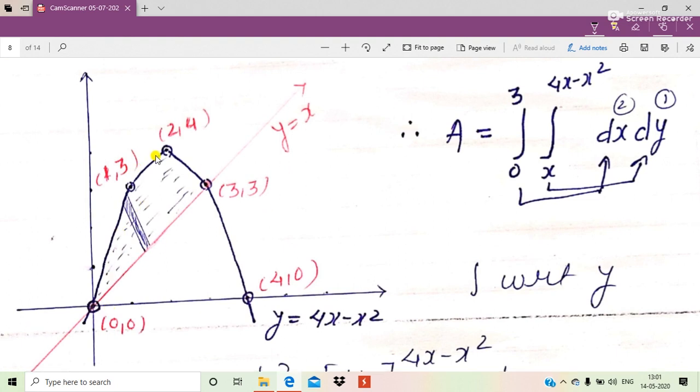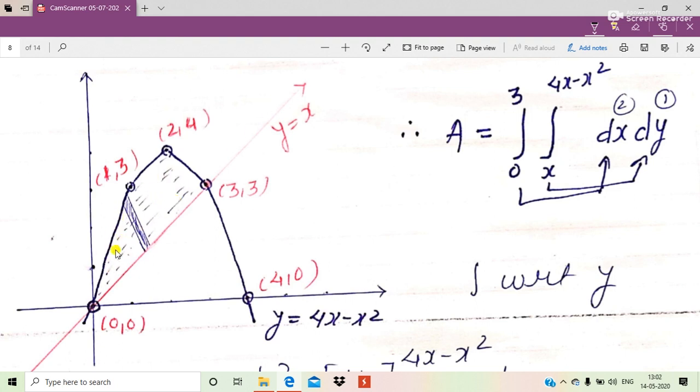So the points are (0, 0), (1, 3), (2, 4), (3, 3) and (4, 0). And we join all the points. So this is the rough sketch of the parabola y is equal to 4x minus x square. And the second curve was the line y is equal to x. We all know that it is a straight line at 45 degrees. So here we have the line y is equal to x.